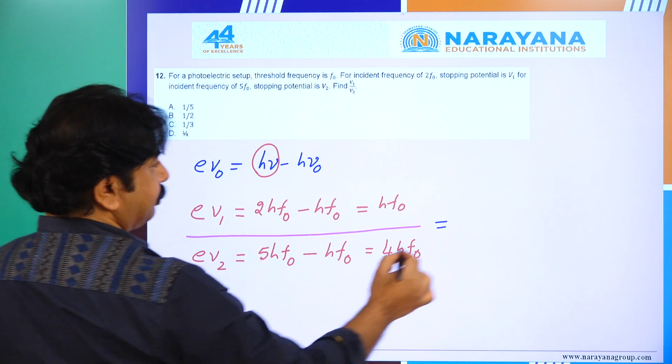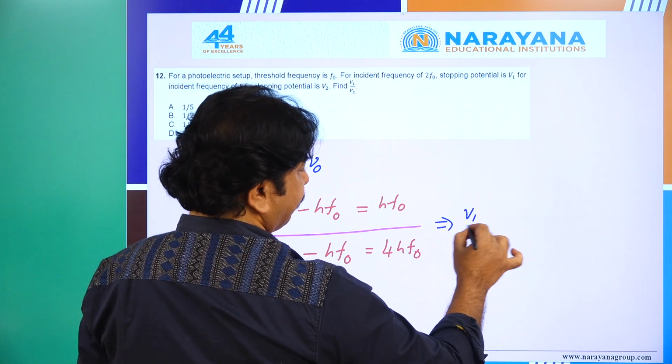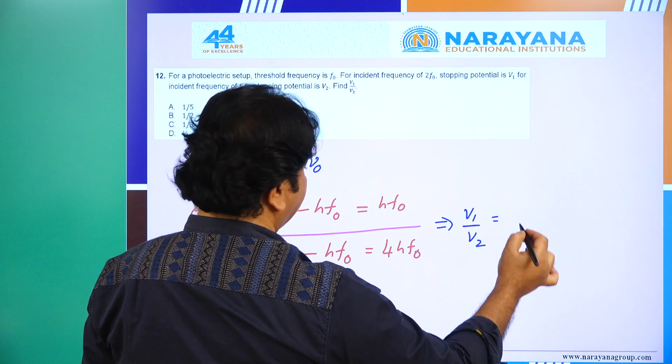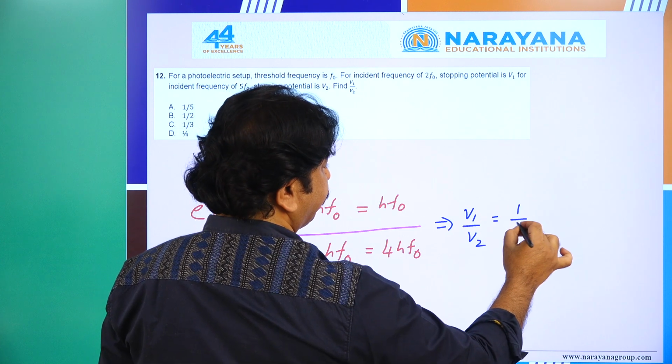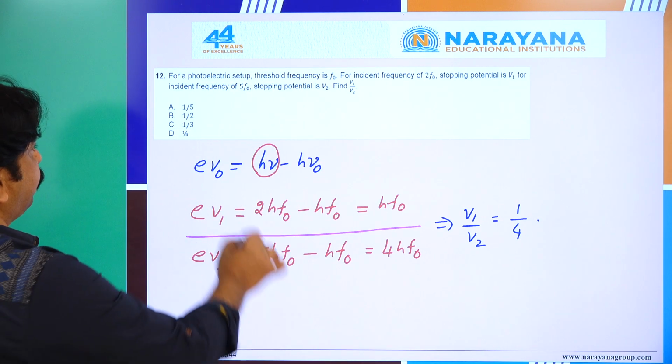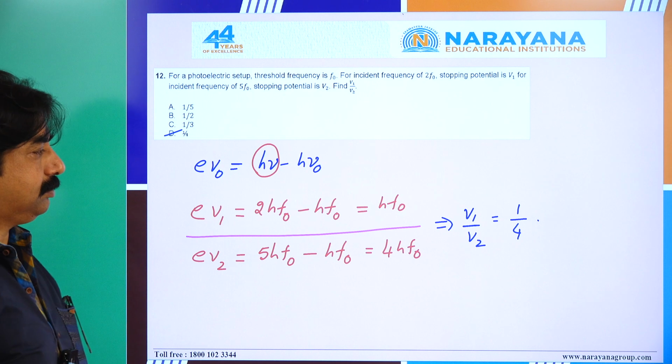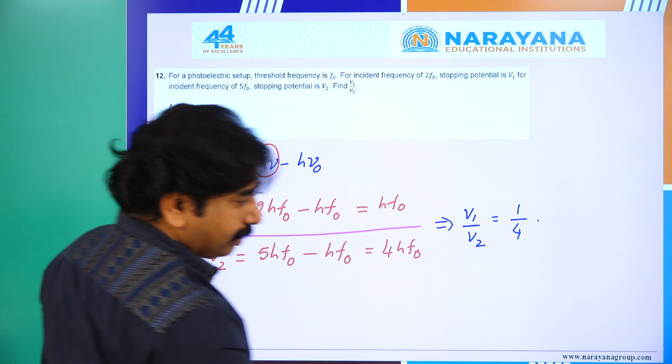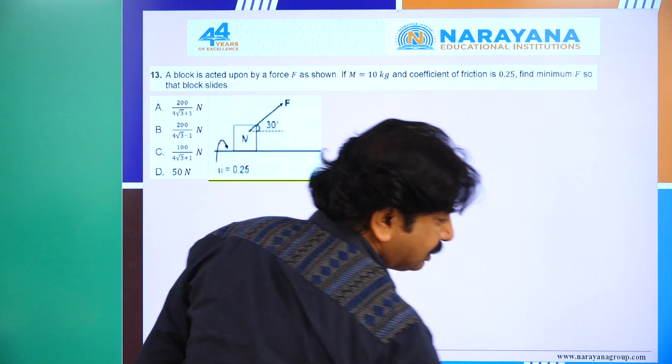So that should be equal to that, which implies V1 by V2 is equal to, you can write the final answer is equal to 1 by 4 only. This is the fourth option, 1 by 4. Okay, next one. We are going to the next question.